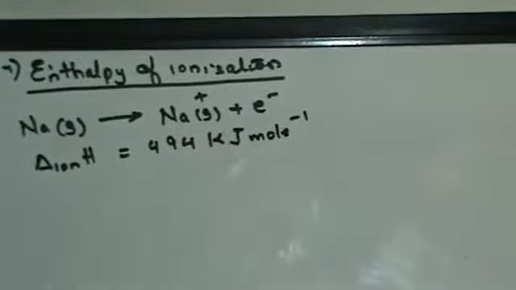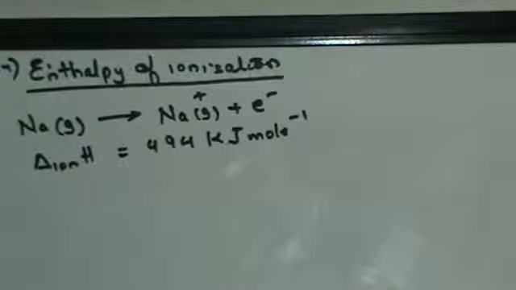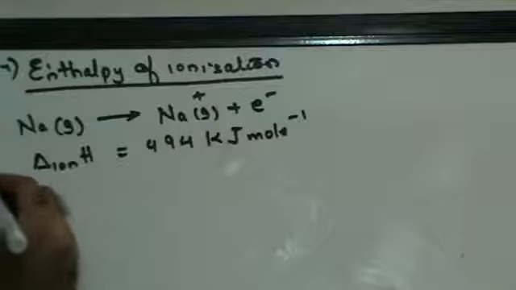That means if I have 1 mole of sodium in gaseous state, I need to give it 494 kilojoules of energy so that I get 1 mole of sodium in ionic state. That is the amount of heat energy that is required to remove 1 electron from sodium. Fine, do we get this thing clear? Let me just write this down.